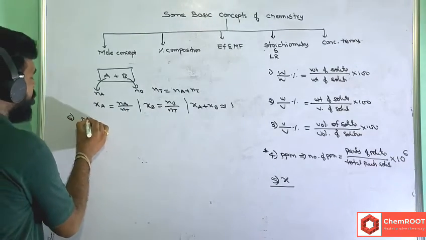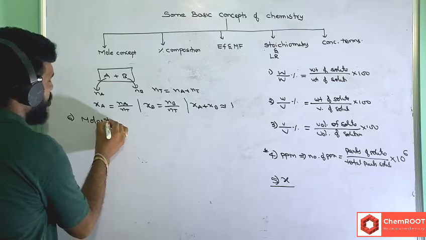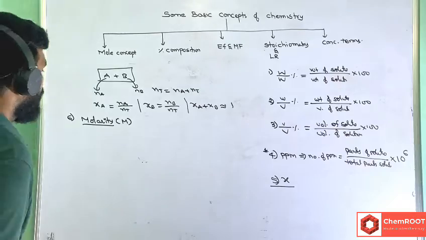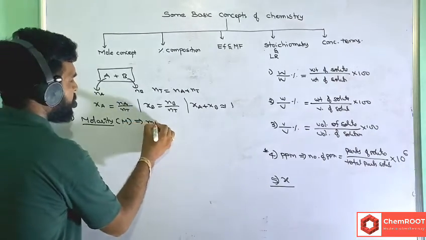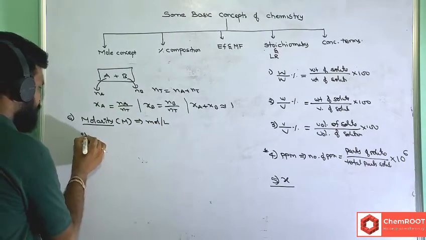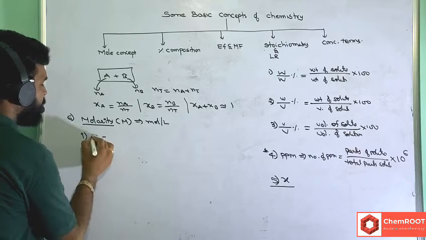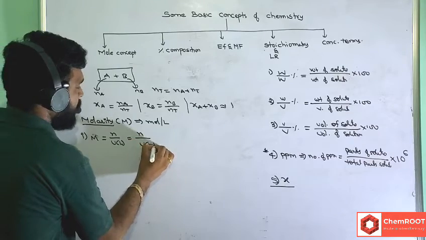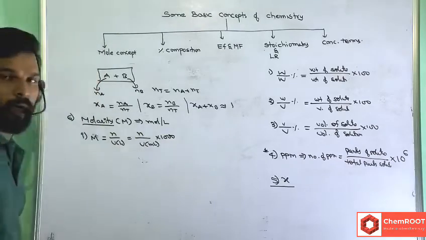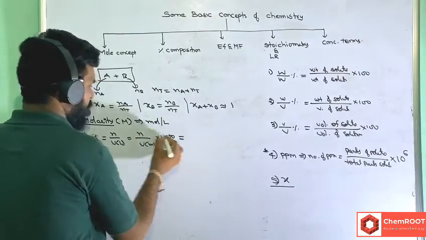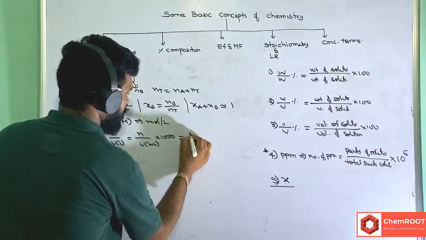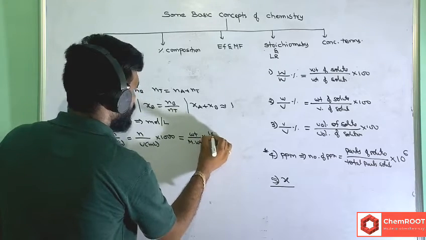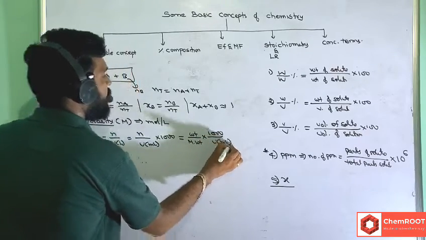And the next one, we are using the concept molarity. Generally molarity is represented with a capital M, and units will be mole per liter. So the basic formula for molarity is number of moles by volume in liter, or number of moles by volume in milliliter into 1000. And we already know number of moles is equal to mass by molar mass. So mass by molar weight into 1000 by V in ml. We can use that formula.